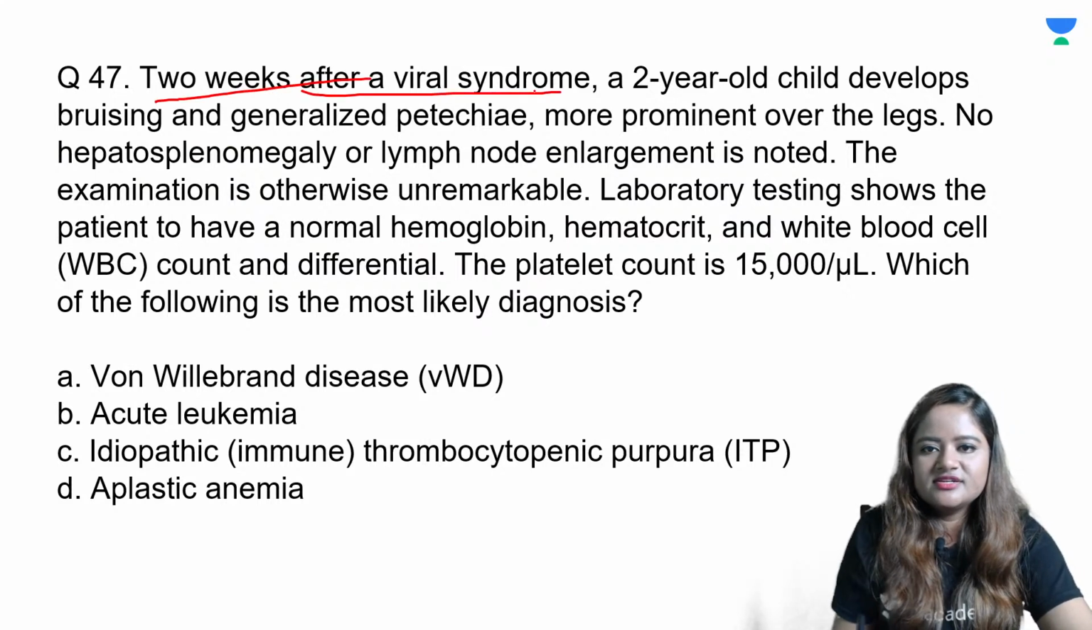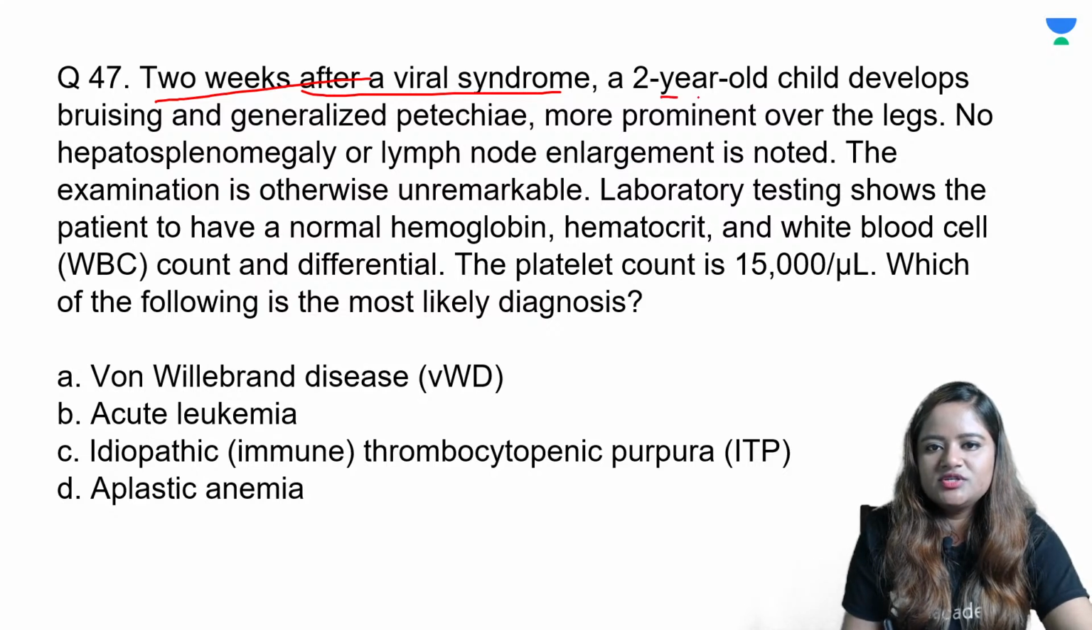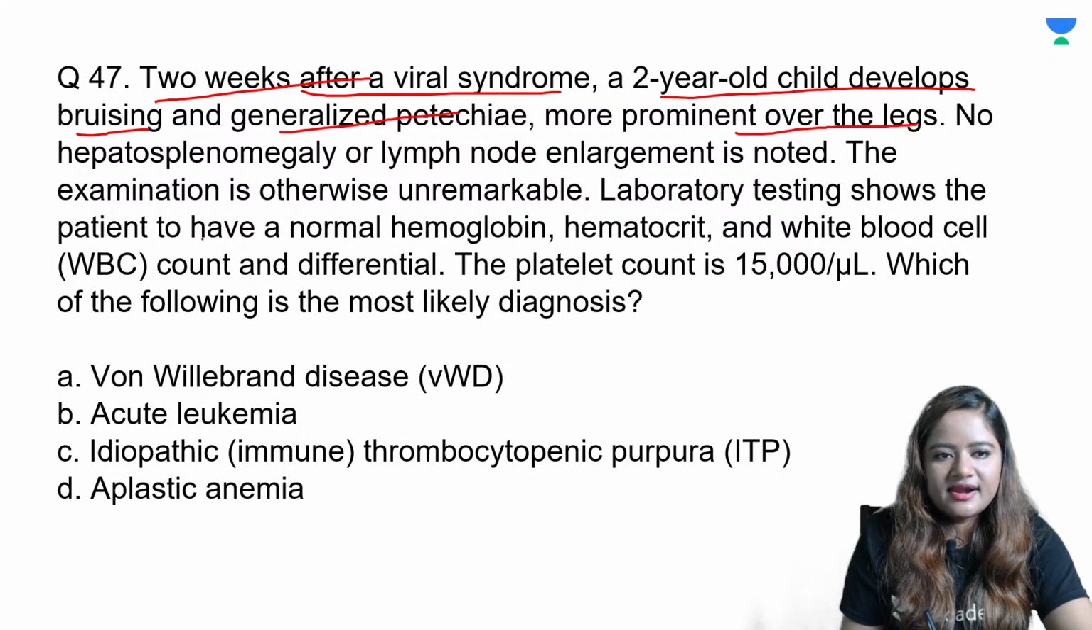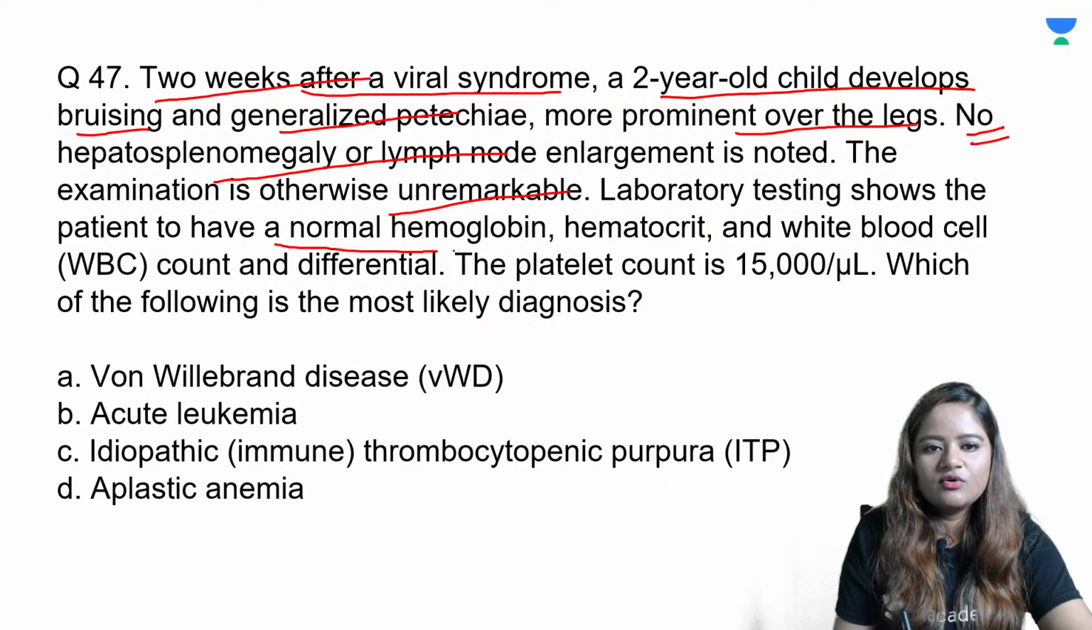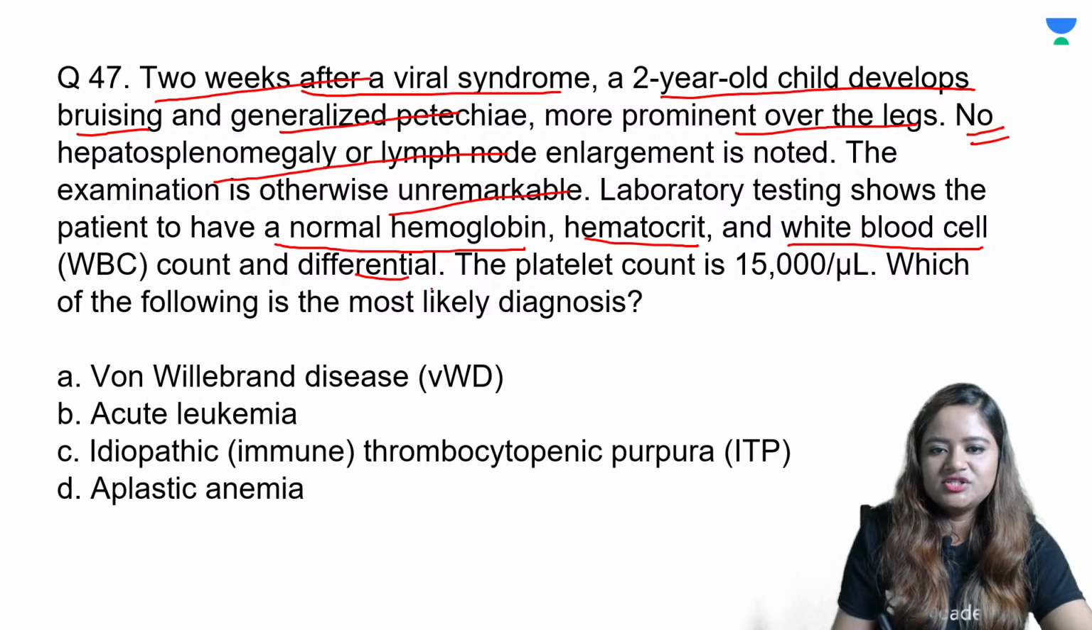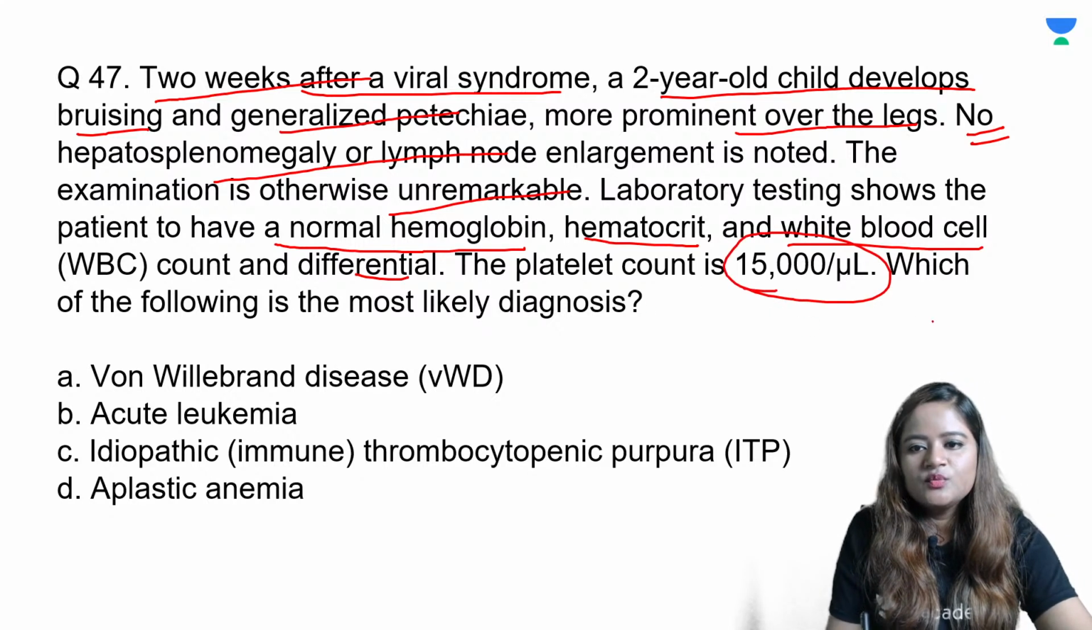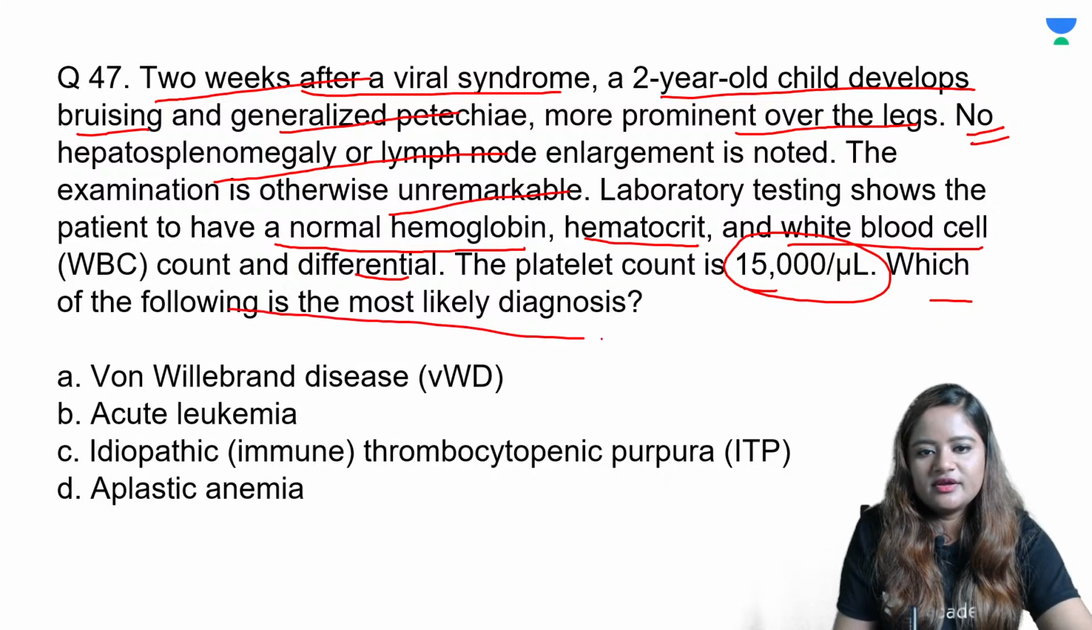2 weeks after a viral syndrome, a two-year-old child develops bruising and generalized petechiae, more prominent over the legs. There's no hepatosplenomegaly, very important. There is no HSM or lymph nodes in the child. The examination otherwise is unremarkable. Laboratory testing shows that the patient has a normal hemoglobin, hematocrit, and WBCs and differentials also. But the platelet count is 15,000 per microliter. Which of the following condition are we talking about?